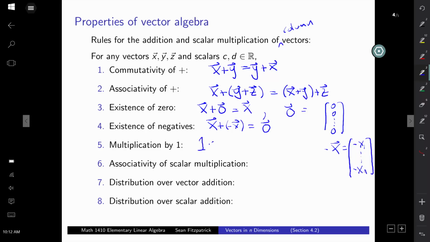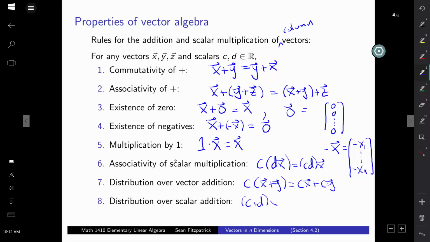It's still true that if you multiply by the scalar 1, nothing happens. Scalar multiplication is associative. c times dx is the same thing as cd times x. And we have 2 distributive properties, right? We know that if I do c times (x plus y), that's cx plus cy. And if I do (c plus d) times x, that's equal to cx plus dx. Okay, so you have all the usual properties.